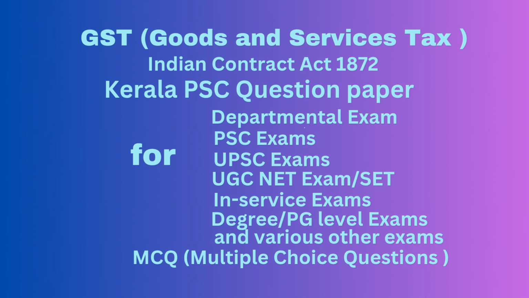Question number 12. Dash is zero rated supply as per the Integrated GST Act 2017. Option A, export of goods only. Option B, export of service only. Option C, both export of goods and service. Option D, none of the above. Correct answer: Option C, both export of goods and service.